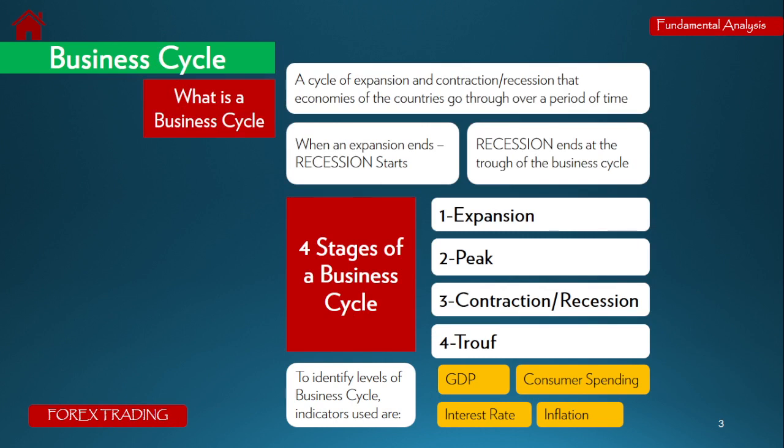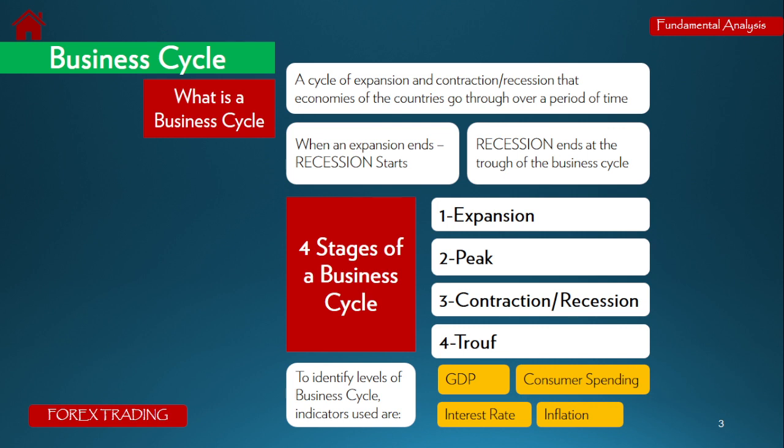It's a cycle of expansion and contraction or recession that the economies of countries go through over a period of time. When an expansion phase ends, we see a recession. Recession starts, and recession ends at the trough of the business cycle. Now we have four stages of the business cycle: number one, expansion; two, peak; number three, contraction or recession; and number four, trough.